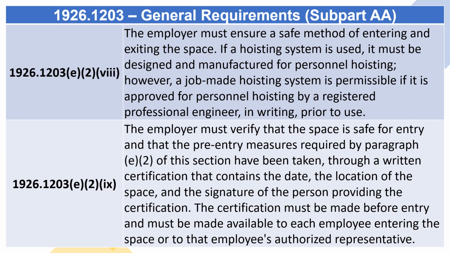1926.1203(e)(2)(ix). The employer must verify that the space is safe for entry and that the pre-entry measures required by paragraph (e)(2) of this section have been taken, through a written certification that contains the date, the location of the space, and the signature of the person providing the certification. The certification must be made before entry and must be made available to each employee entering the space or to that employee's authorized representative.